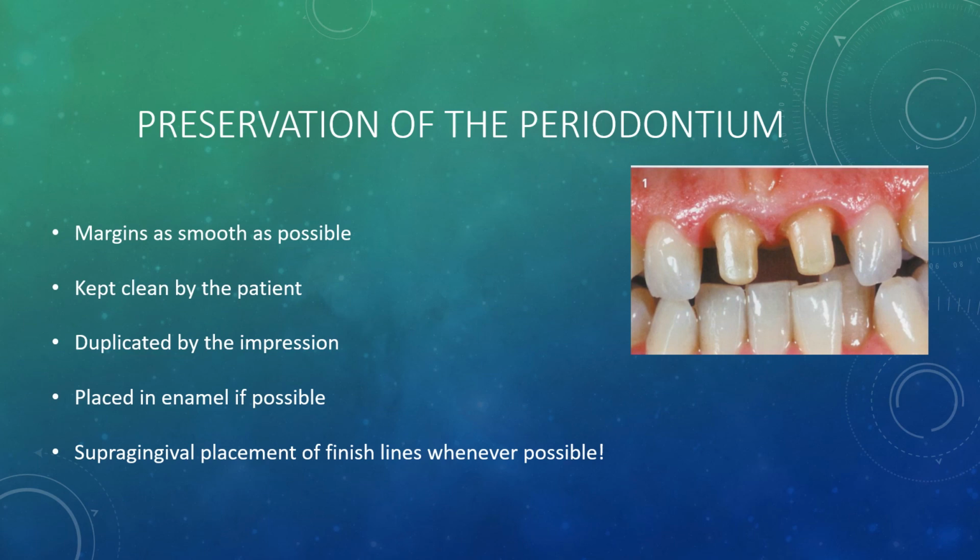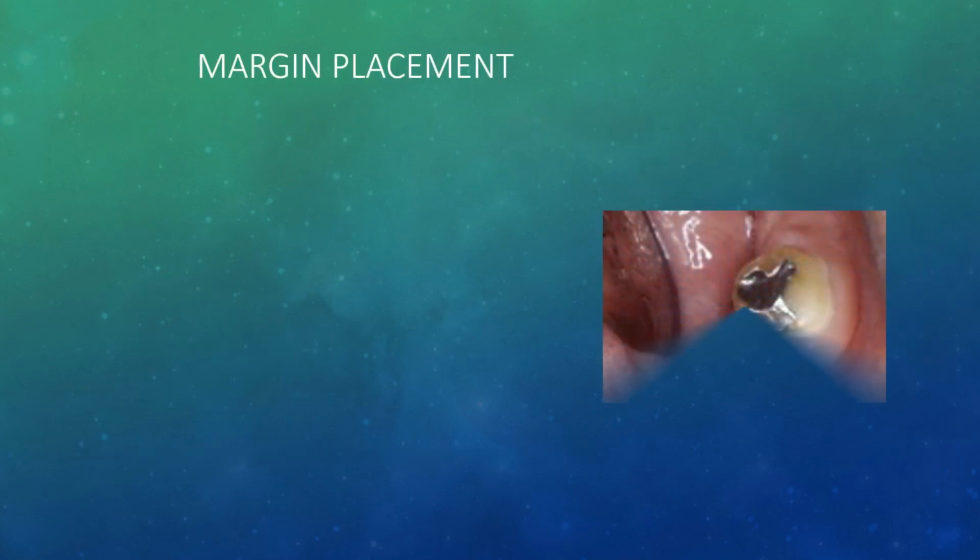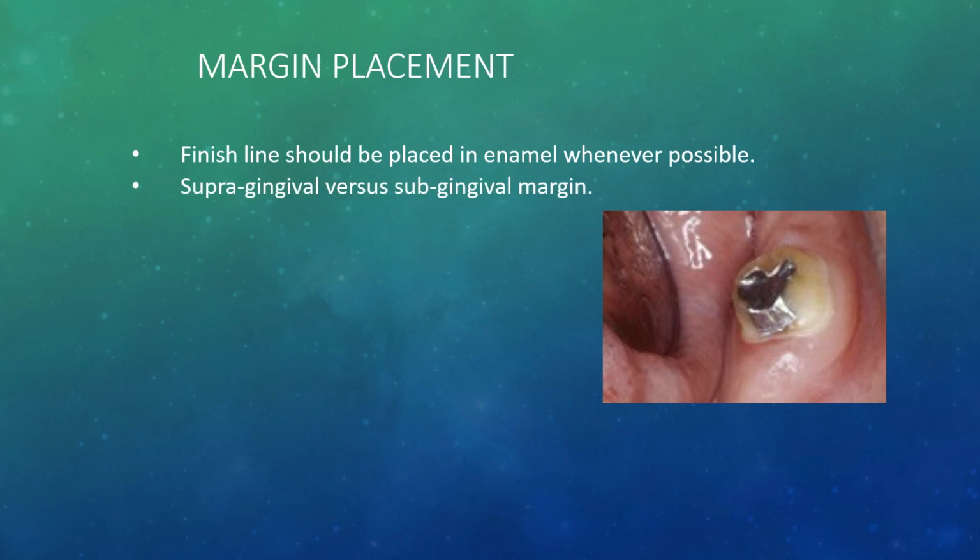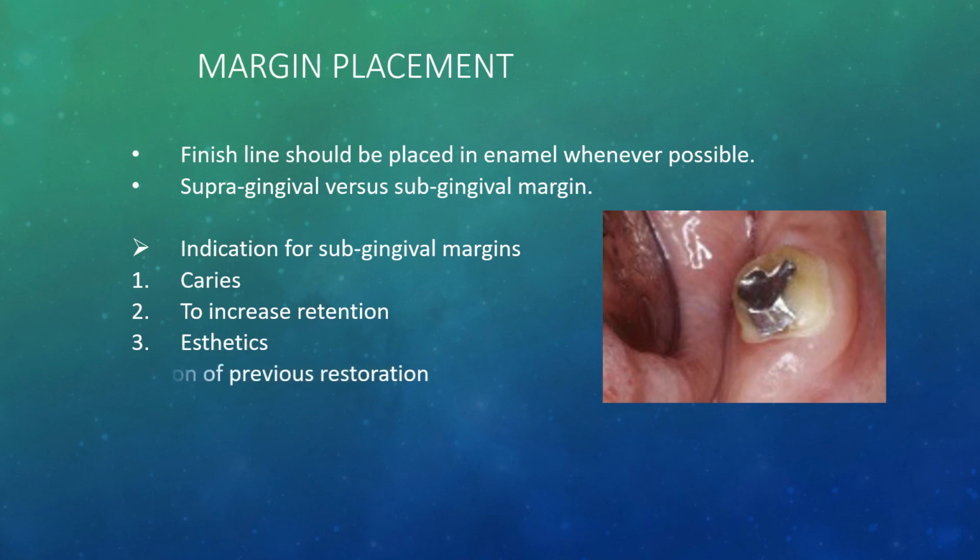Coming to the margin placements. The finish line should be placed in enamel wherever possible. Supragingival versus subgingival is always a debate, and usually wherever indicated, you give either one. Indications of subgingival margin: caries, to increase retention, aesthetics, and extension of previous restoration. In cases of trauma.